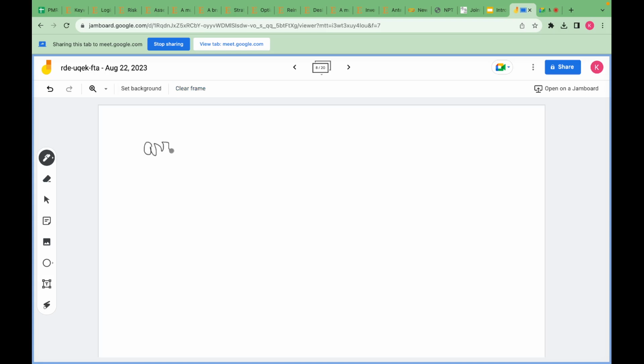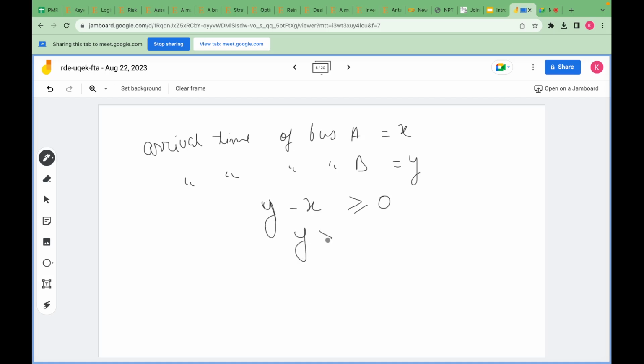So the arrival time of bus A is x, arrival time of bus B is y. We want this y minus x should be greater than 0. We want that bus A will reach before B, right? So that's why y should be greater than or equal to x. Therefore the limit for y is from x to the upper limit of y, and this is nothing but it is equal to 4. So I hope you got the idea.